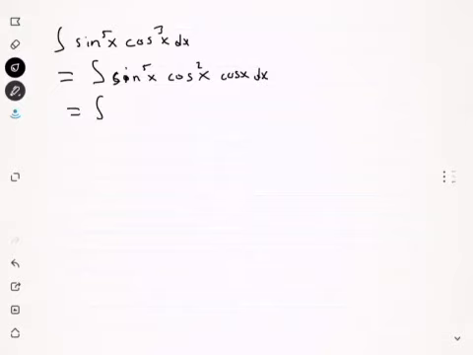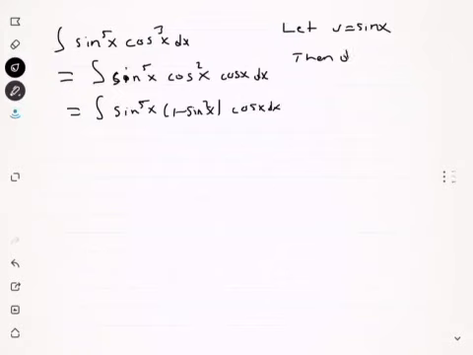Then this is equal to sine to the fifth power, and this cosine squared is going to be 1 minus sine squared, and this is the cosine that we saved. So as you can see, everything is in terms of sine except for the cosine that we saved. So we're going to let u equal sine of x, then du is cosine of x dx.